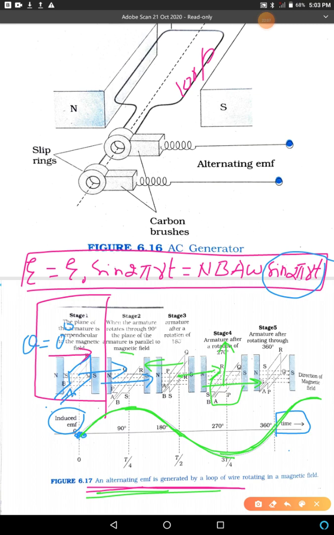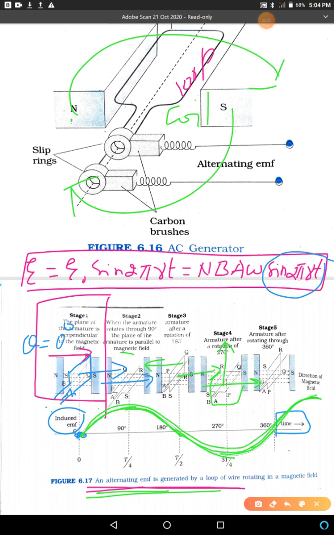So in many practical situations, instead of rotating the coil, they fix the coil and rotate the magnet. If you fix the coil and rotate the magnet, it is the same, or if you fix the magnet and rotate the coil, it is the same. But in many practical situations it is easy to rotate the magnet. They rotate the magnet, the coil remains fixed. So as the magnet rotates, again the same effect, an induced EMF will be generated.